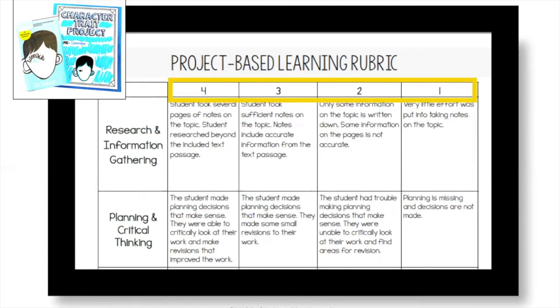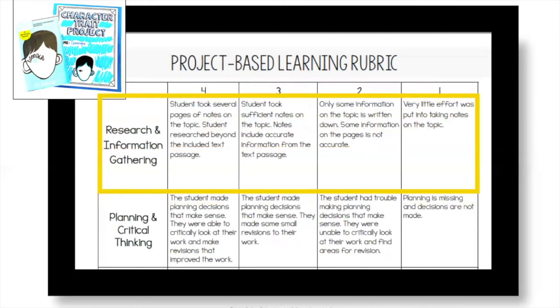In this case, the 4 means exceeding, the 3 means meeting the standard, 2 means approaching, and 1 means falls far below. And to me, in a rubric, 1 means that there's really just no attempt to complete the work. So if you look at this rubric, the first thing that is a big piece of any project-based learning activity is in-depth inquiry. So I have a section on the rubric for the research and information gathering.